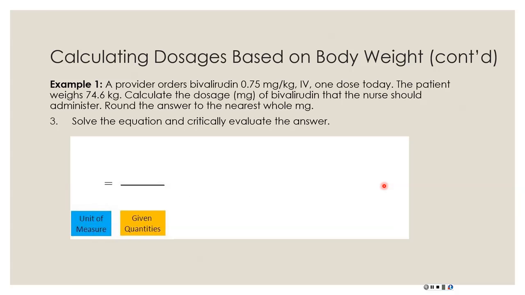All right, so then we've just got to solve that equation and critically evaluate the answer. So again, this is where I said I've kind of got a lot of steps for a simple problem. So we identified what we're looking for as milligrams. We knew milligrams needed to go right up here as the numerator. We put milligrams in. We looked at our problem. We know milligrams needs to go with kilograms, so we added that kilograms in there.